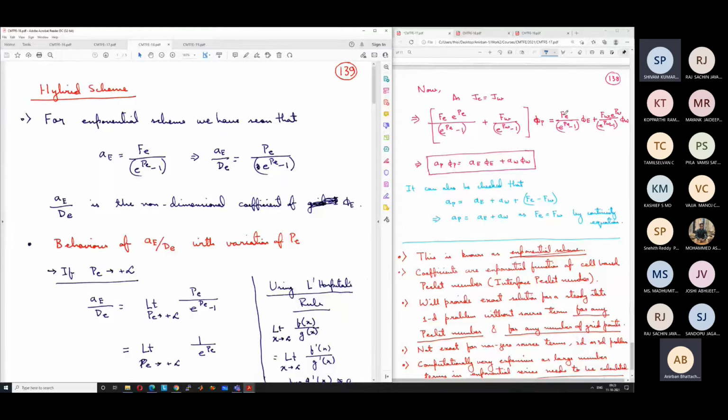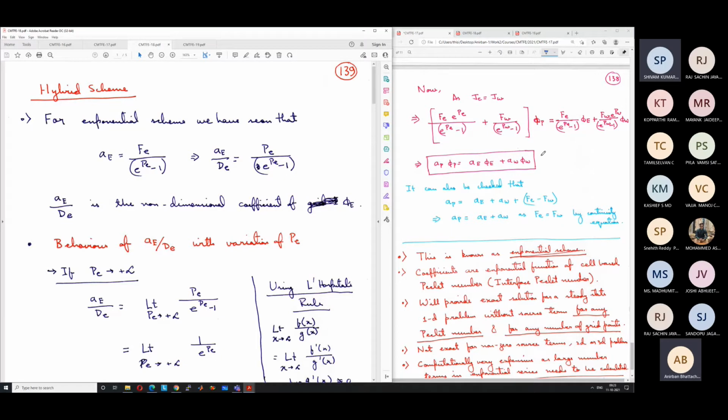So, what was the coefficient of AE in the previous class? We have derived this to be, what is the coefficient AE? So it is Fe by e to the power p minus 1. Coefficient of phi is AE, which is Fe by e to the power p minus 1.